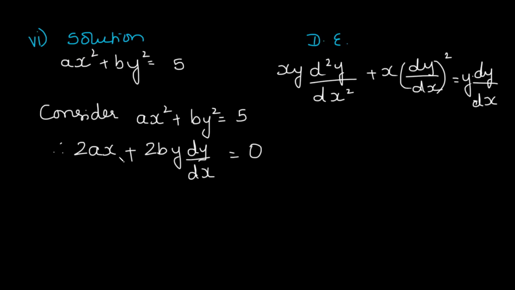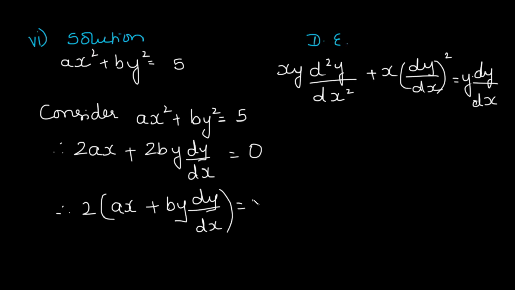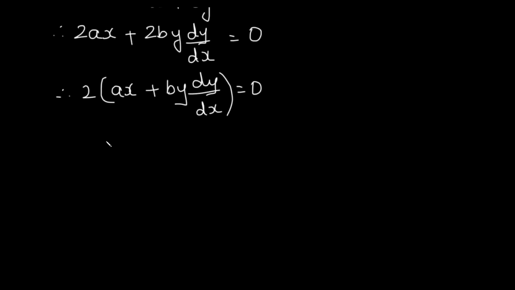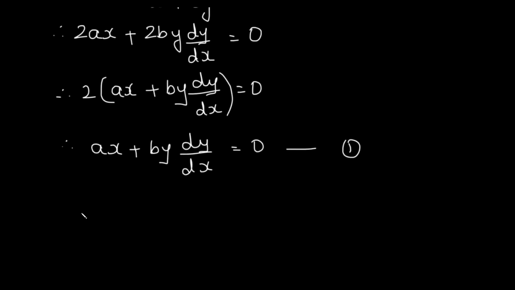Now we observe that 2 is present in both the terms. We take 2 common. So we get ax + by dy/dx in the bracket, is equal to 0. Then in the next step, 2 goes to the RHS, so 0 upon 2 is 0, and therefore we get ax + by dy/dx = 0. Let us number this statement as 1.